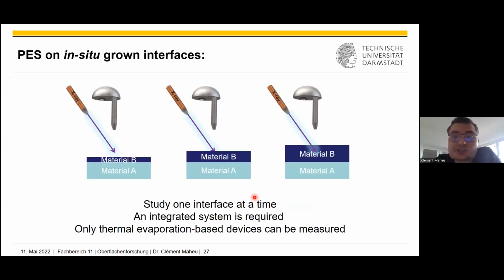So the interface experiment is well known now, but you can study one interface at a time, meaning that this kind of experiment is already one day of experiments, and usually you don't want to leave your sample overnight because you don't know what can happen. So usually you do one interface at a time. You need an integrated system, of course, and you can only study a thermal evaporation-based device. And we all know that spin-coated samples and thermally evaporated samples are quite different, have different properties. So you cannot study, let's say, all the solar cells that you can produce.